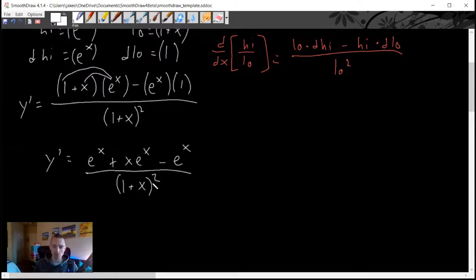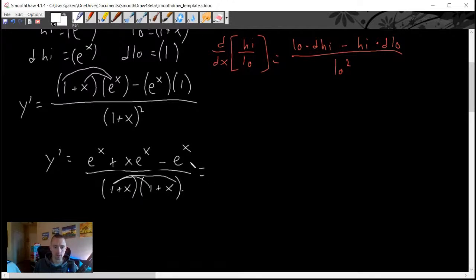We could definitely distribute that out if we wanted to. So do keep in mind, if we wanted to do that, 1 plus x squared is the same as 1 plus x times 1 plus x. The squared does not just distribute into the parentheses. We do need to FOIL this out.